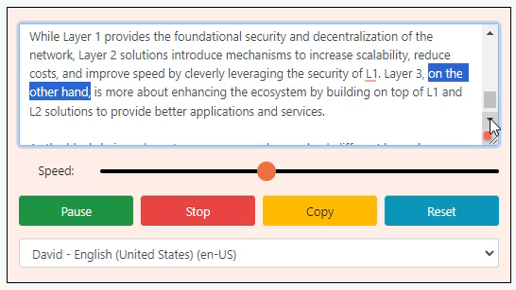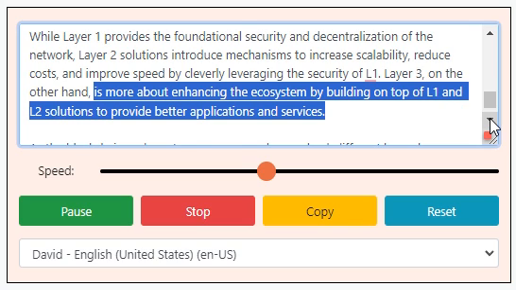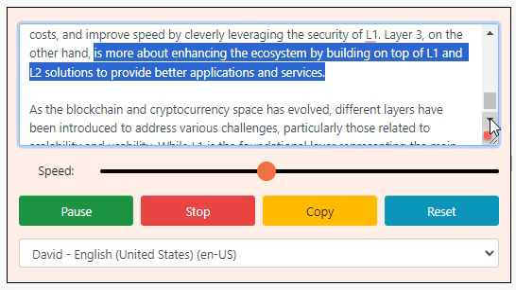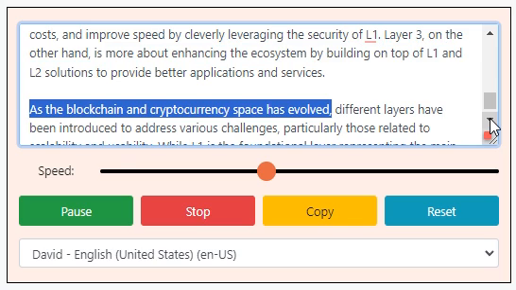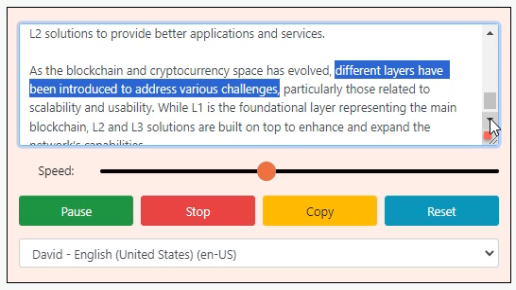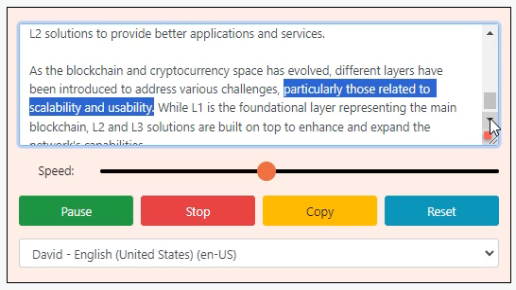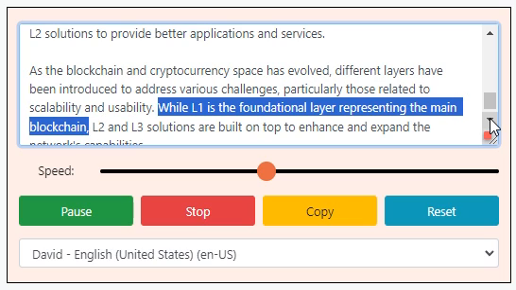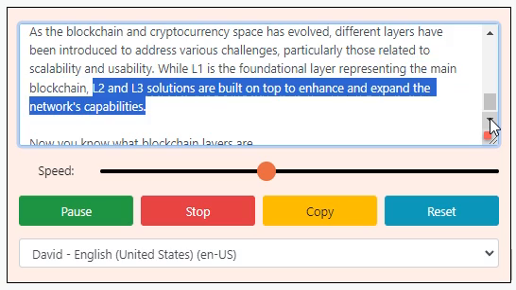Layer 3, on the other hand, is more about enhancing the ecosystem by building on top of L1 and L2 solutions to provide better applications and services. As the blockchain and cryptocurrency space has evolved, different layers have been introduced to address various challenges, particularly those related to scalability and usability. While L1 is the foundational layer representing the main blockchain, L2 and L3 solutions are built on top to enhance and expand the network's capabilities.